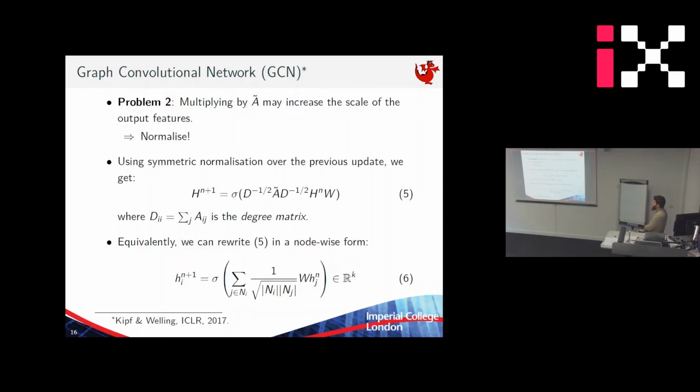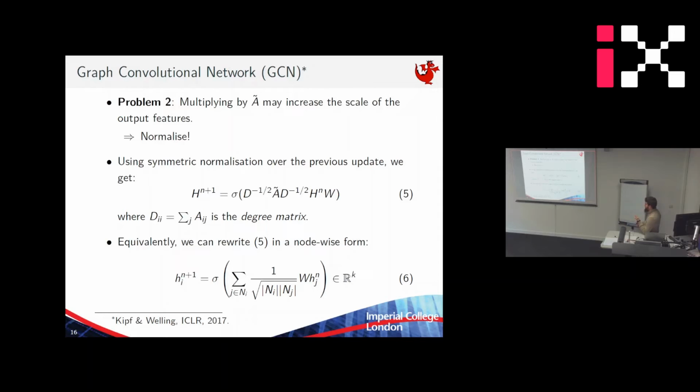So you take the former update rule. Before, we had A tilde times H_n times this learnable parameter, and you just normalize it. So let D be the degree matrix. For each row you sum over the columns, so it tells you how many neighbors you have, and then you do this normalization on both sides. And that can be written pretty straightforwardly at the node-wise level. So that's your new update rule.